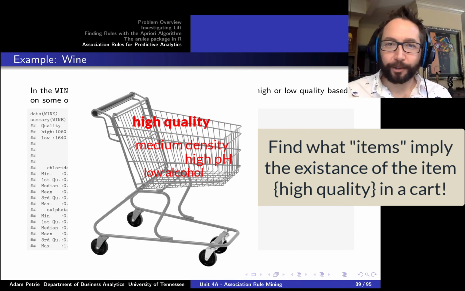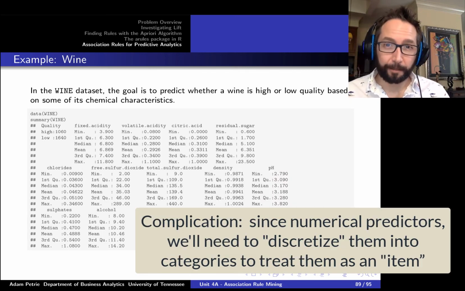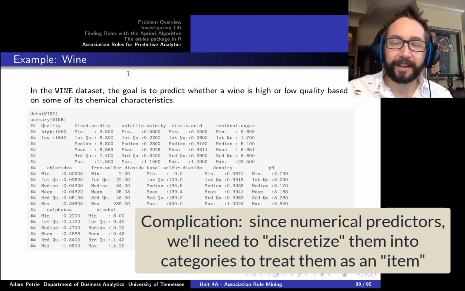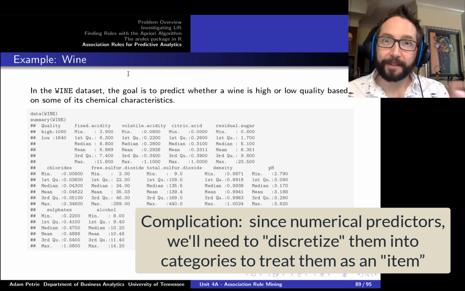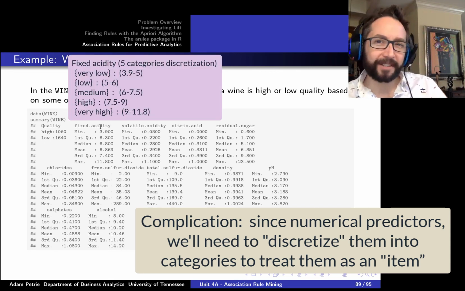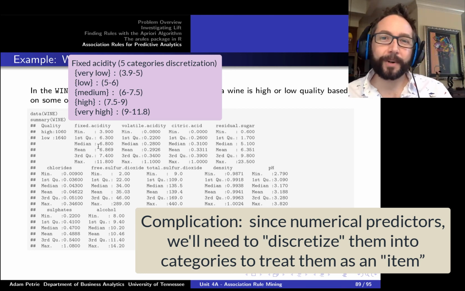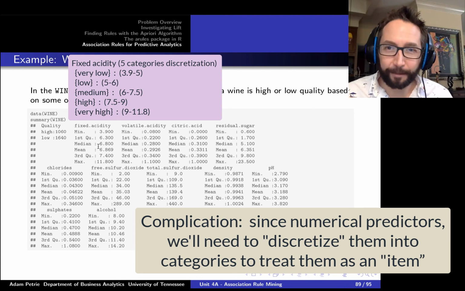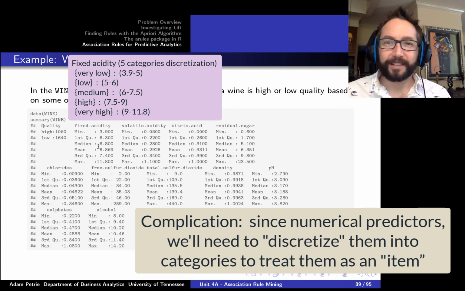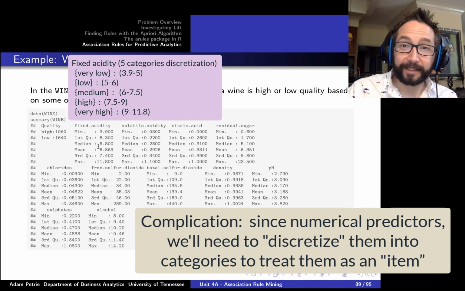Now, because these are all numerical predictors, we'll have to come up with categories to represent a range of values of these numbers. So for fixed acidity, we might have to split this up into 5 different categories, like 3.9 to 5, 5 to 6, 6 to 7.5, etc. But then we can treat each one of those categories as an item in the transactional database and see what combinations of items are associated with being particularly high quality.